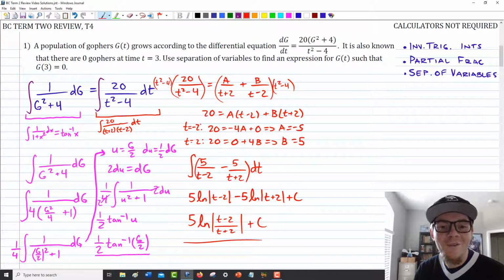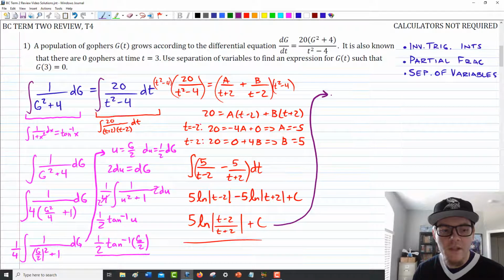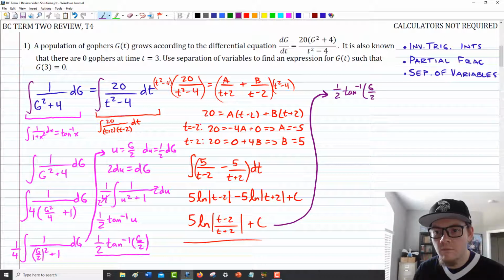So it's a lot of work to reach that point. We may actually need a second page here. We'll see. Okay, so I'm going to move up here now. With our antiderivatives in place, we now have 1/2 tangent inverse of g over 2 is equal to 5 natural log of the absolute value of t minus 2 over t plus 2, all plus c.